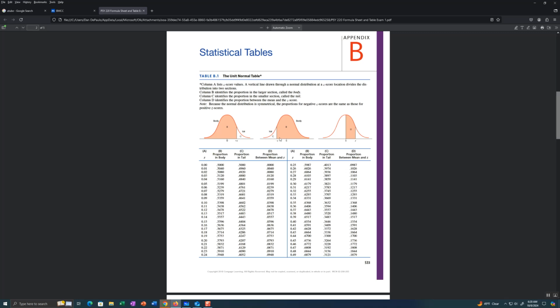So we have a couple of different scenarios here. Since we want to find the area between those two scores, we're going to use column D here, which is mean to z. Since the two z-scores are on the same side, so they're both positive, we're going to take the bigger D area and subtract the smaller D area. So what does that look like?